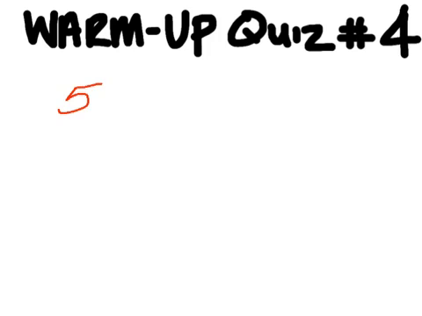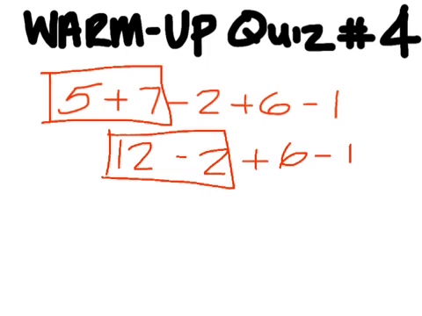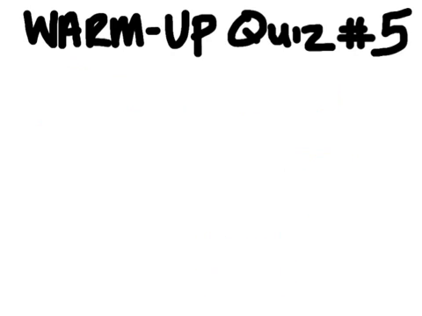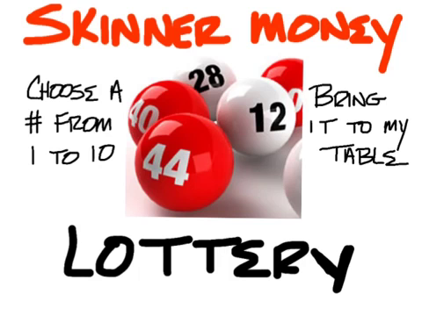Problem number 4. Alright, you have to do 5 plus 7 first to get 12. And then 12 minus 2 is 10. And 10 plus 6 is 16, minus 1 is 15. Last one. Everybody had that one. The answer is 5.